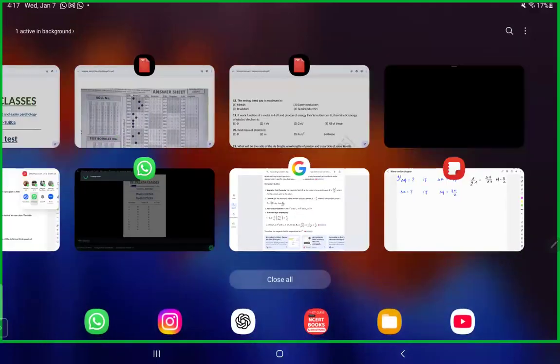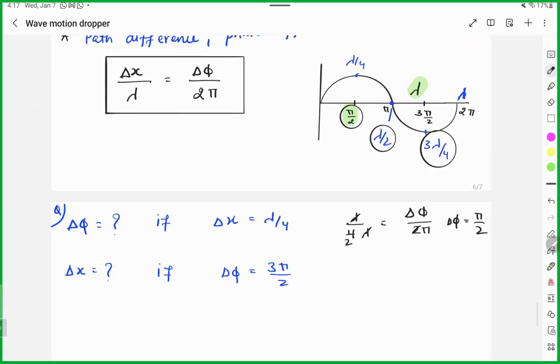Apply the same formula. You have to calculate delta x by lambda is equal to phi value, 3 pi by 2 by 2 pi. Pi cancel. Delta x will be equal to 3 by 4. Good afternoon, Pragya. Any doubt, Anvita? Where were you facing the issue? Understood.